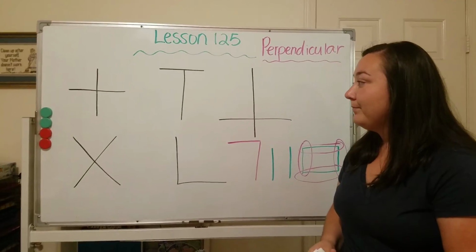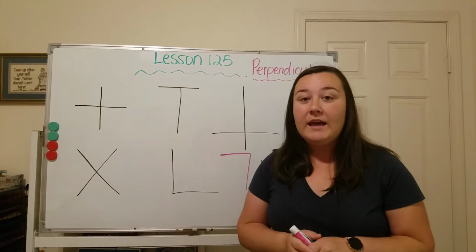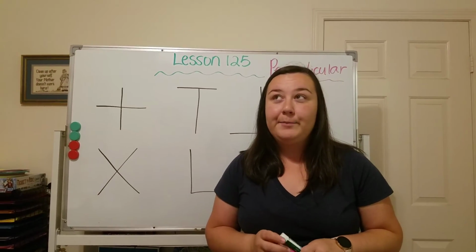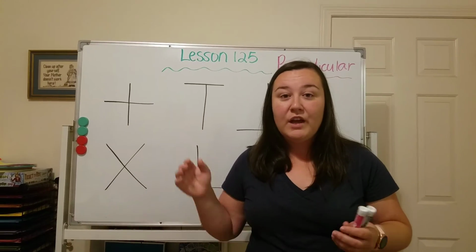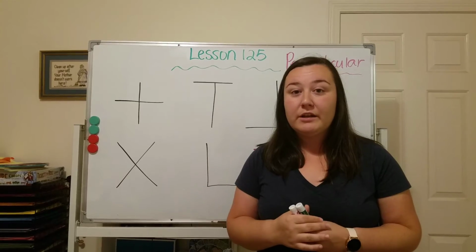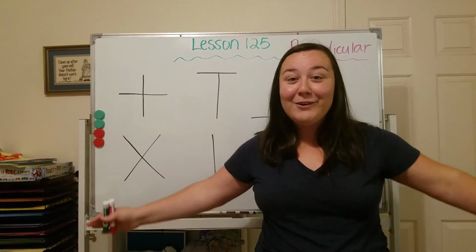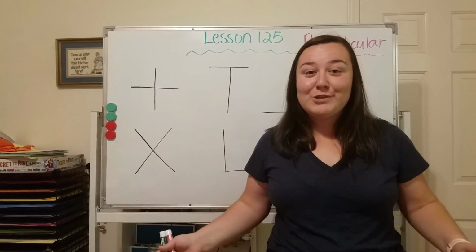So these are just examples that you'll have to know. And on your homework, worksheet 125, you will have to select which lines are perpendicular to each other. That is the lesson. That is your last lesson of the school year.